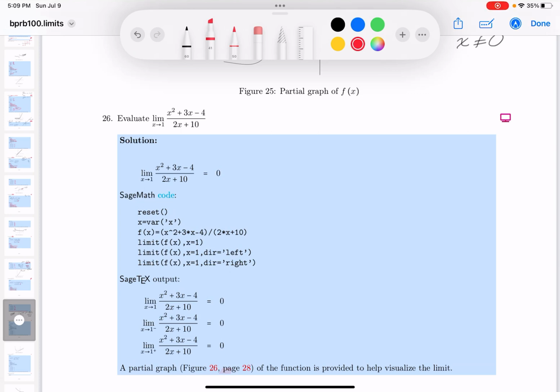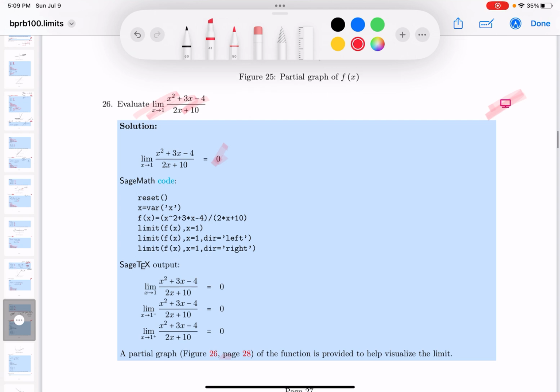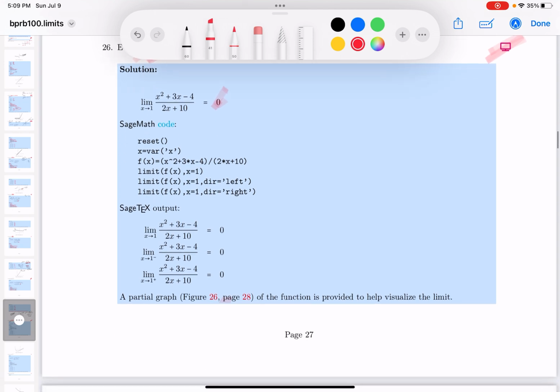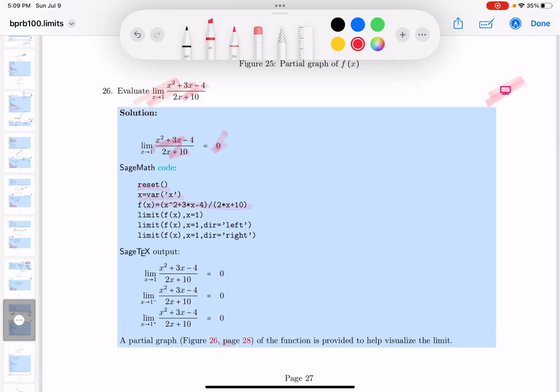All right, let's briefly talk about a limit problem. We went through it. We did our analysis. We got 0 without any technology at all, including using a graph of it using paper and pencil. I just want to go briefly through Sage and reset, defining variable, define the function as written. That's the function we're talking about over there.